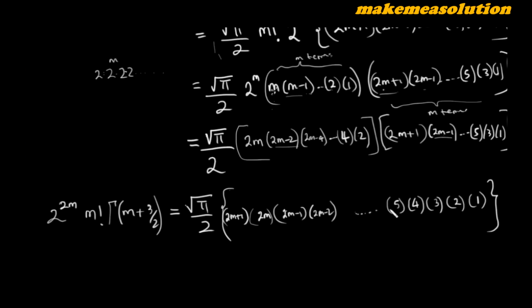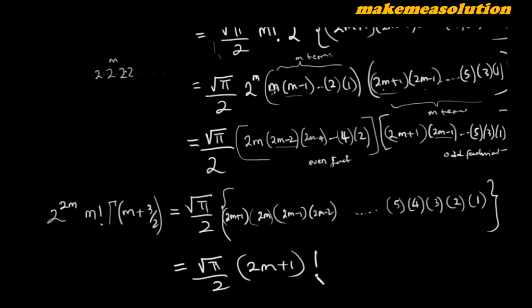Now, if you observe these numbers very well, this is all even factorial and odd factorial. Even factorial is the product of the first m even numbers, and odd factorial is the product of the first m odd numbers. If you merge the two together, this translates to pi over 2, and your result is going to be 2m plus 1 factorial. So voila, are we together?